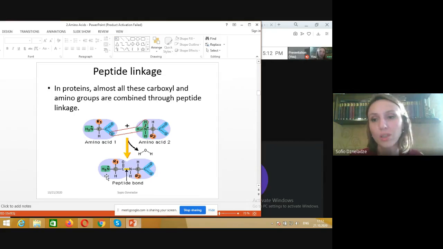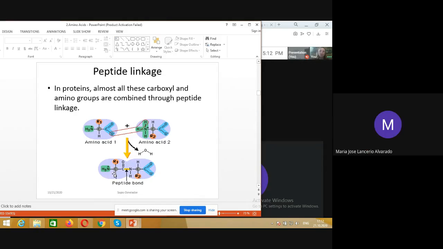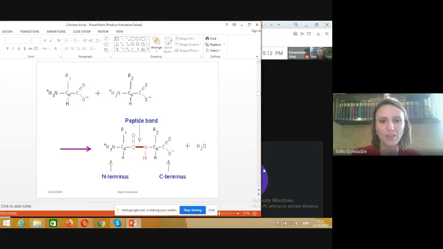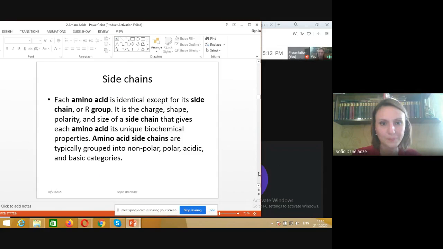And how can we calculate how many amino acids are joined together? It's very easy. We can just count the side chains. R1 and R2 are side chains of amino acids, and we can say that two amino acids are joined together.